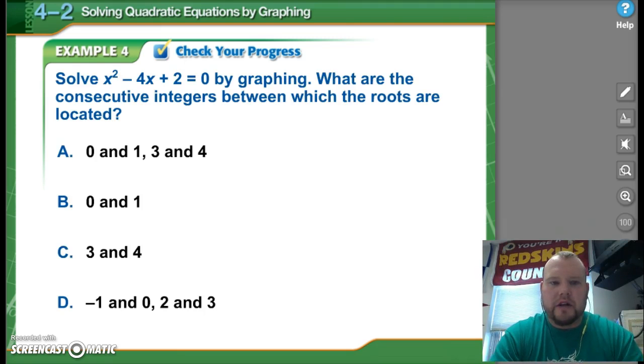So here's a problem for you guys to check on your own. Practice this skill out. The equation is x squared minus 4x plus 2 equals 0. And you want to find which consecutive integers their roots are going to be between. So pause the video, work the problem out. When you have your answer, come back and advance to the next slide.